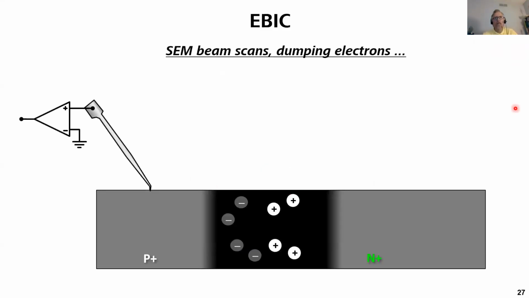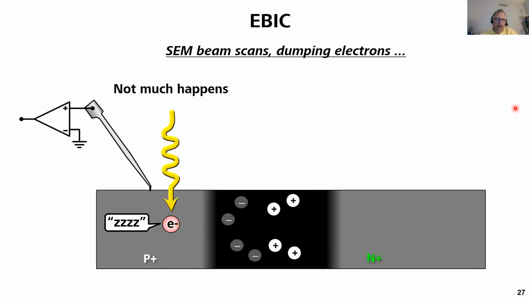Now we drop a probe and we scan it with an SEM beam. And now we're dumping electrons into the sample. There may be three sources of electrons. One may be the incident beam, the other may be the secondaries that are generated, or the electron hole pairs that are liberated. All of them, because they see no electric field, may recombine or be reabsorbed and not contribute much to any kind of measurement up here.